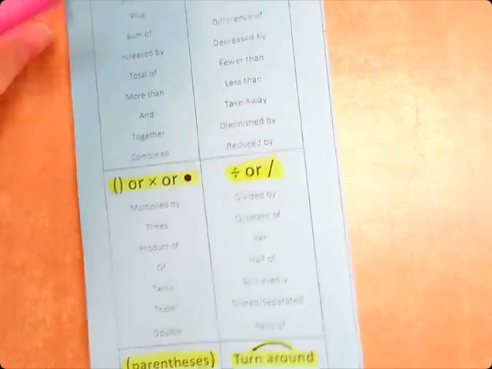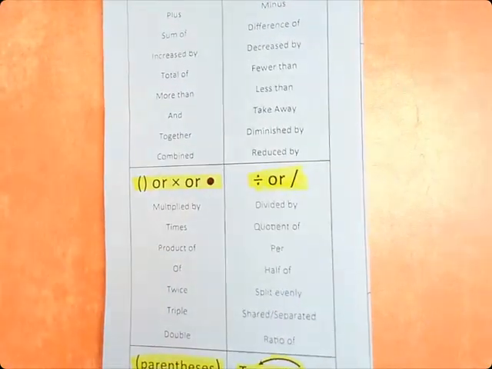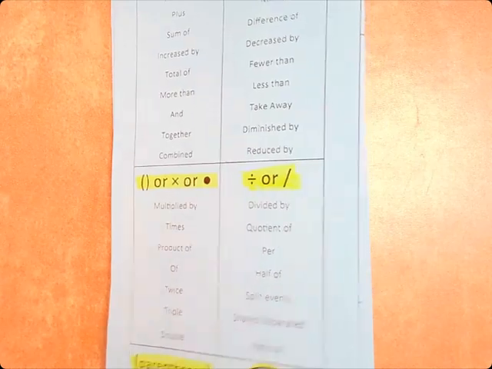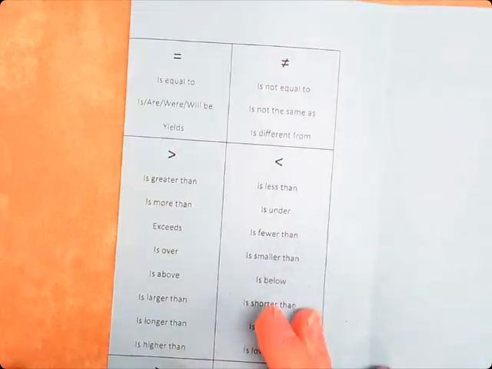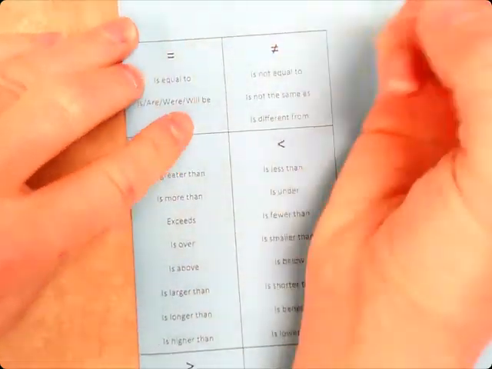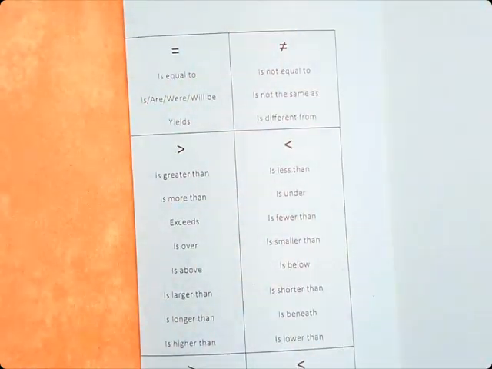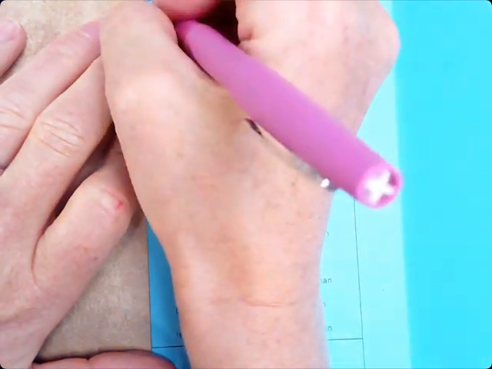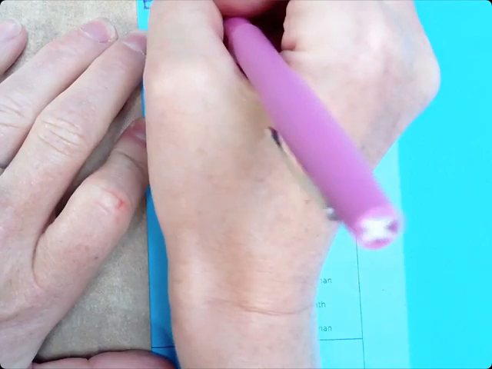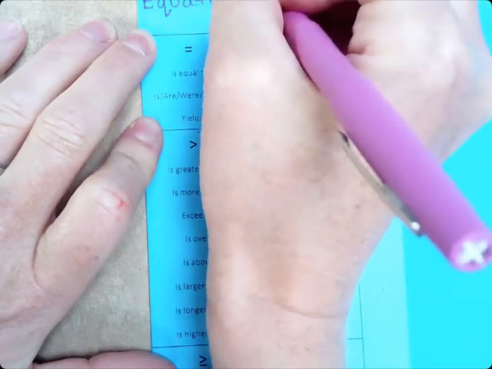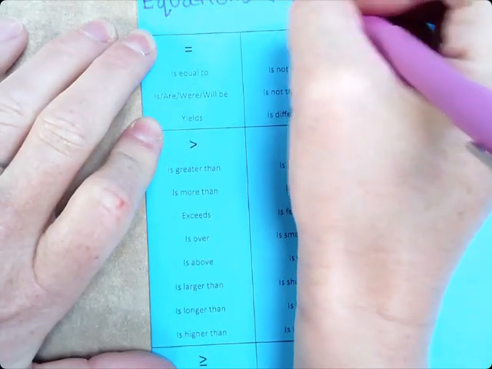So the first column, the first page was all about operations. How to translate words into operations. That's right, multiply, divide. The next one is dealing with equations and inequalities. So you are comparing two sets of numbers or two expressions. I'm going to put on here equations and inequalities.